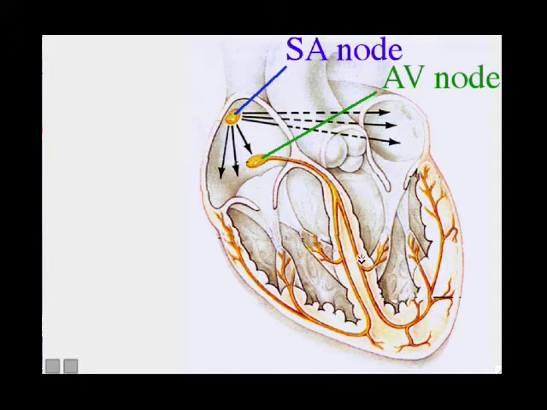Okay, now, so all of these conducting tissues live inside the heart, so to speak, and they can generate their own electrical signals to keep the heart beating without any connection at all to the nervous system. So the heart is the only muscle in your body that can contract and relax without any connection to the nervous system, because it's got this internal system, these conducting tissues of the heart.